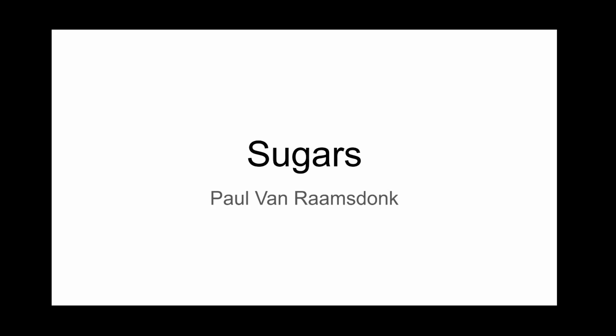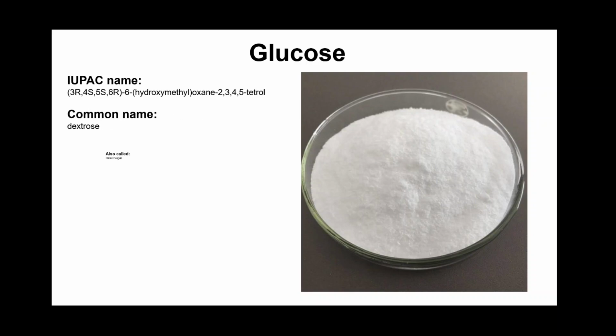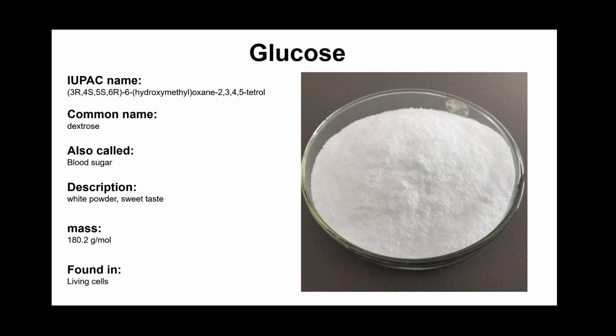And to start us off, we'll look at a simple sugar molecule called glucose. So here's a picture of glucose. It is a crystalline white powder, and it's also called blood sugar. And that is because it's present in our blood, and in fact it's the sugar we burn for energy.